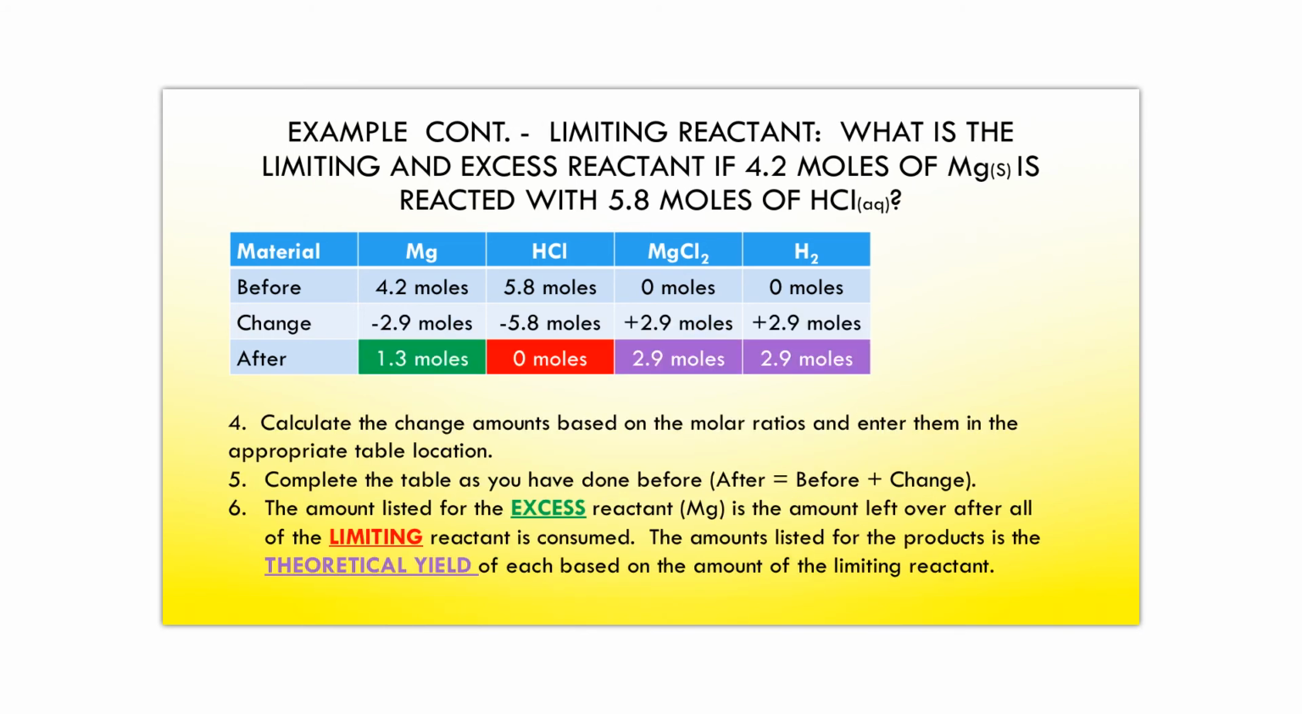Okay, so this is the last slide. So let's see how we can do this. We used up all 5.8 moles, so we have 0 moles there. That's my limiting reagent. That's what the red thing means.